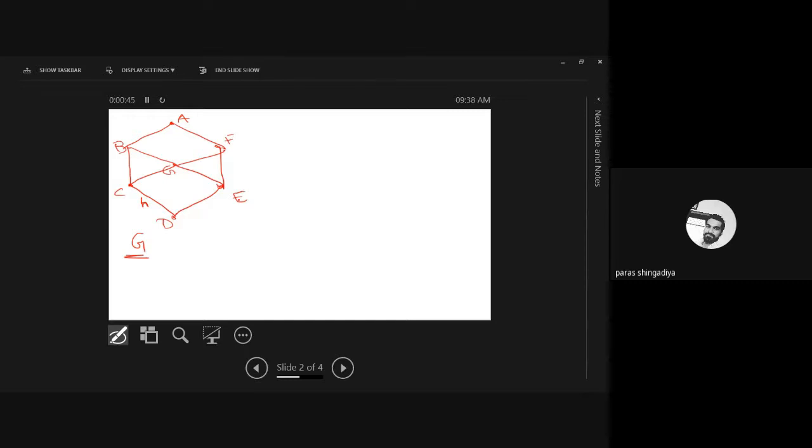Our graph is given in the first example, and now you have to derive the subgraph G minus A. Clear? It means you have to delete the vertex A. G minus A means you have to remove this vertex from the graph, that is, delete it. So the remaining part, you have to draw it here.